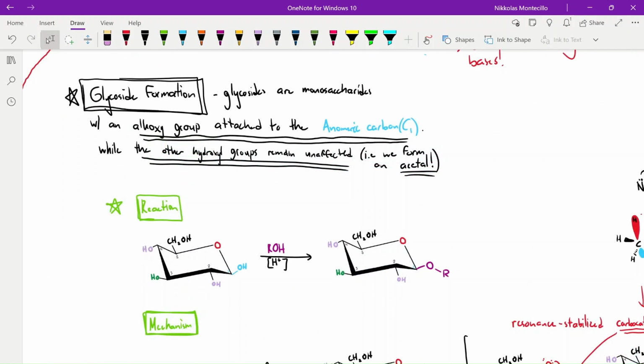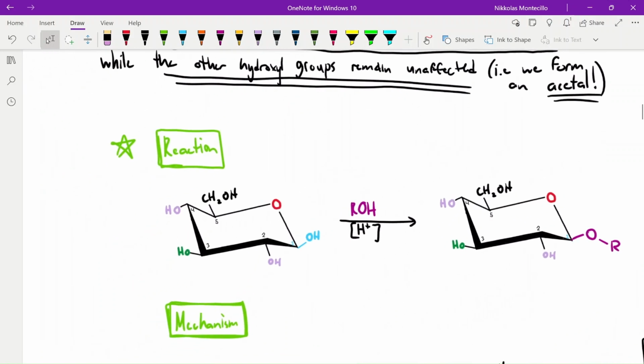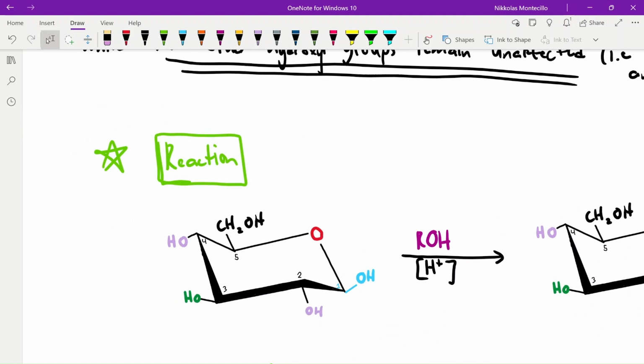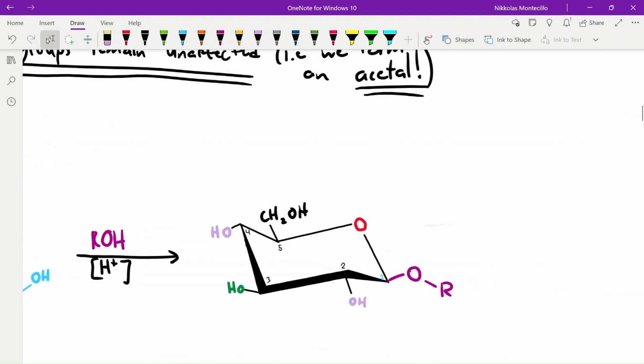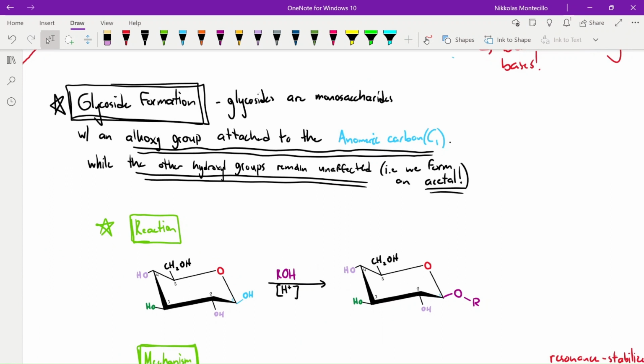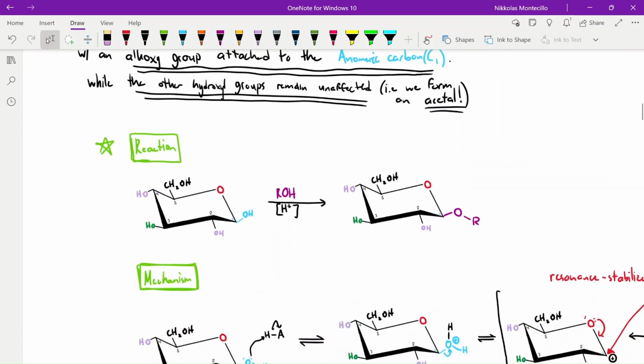Moving forward, we have glycoside formation, which is another reaction of monosaccharides where the formed product is a glycoside. A glycoside is essentially just a monosaccharide with an alkoxy group attached to the anomeric carbon, or in most cases C1, while the other hydroxyl groups remain unaffected. So in essence, we see the formation of a complete acetal. In the presence of 1 mole of alcohol and an acid catalyst, the carbohydrate molecule reacts with the 1 mole of alcohol to form a glycoside, which is just, as I said before, where an alkoxy group is attached to the anomeric carbon only, and this keeps the other hydroxyl groups unaffected.